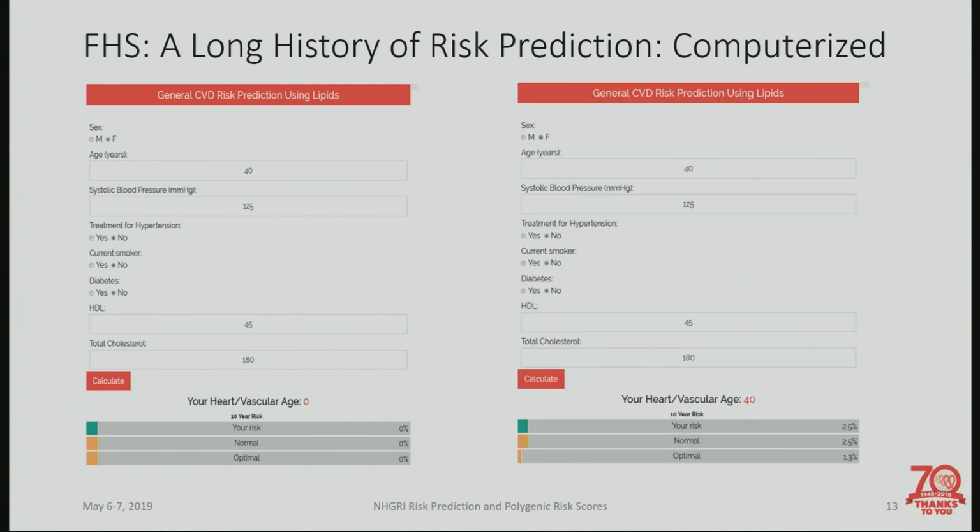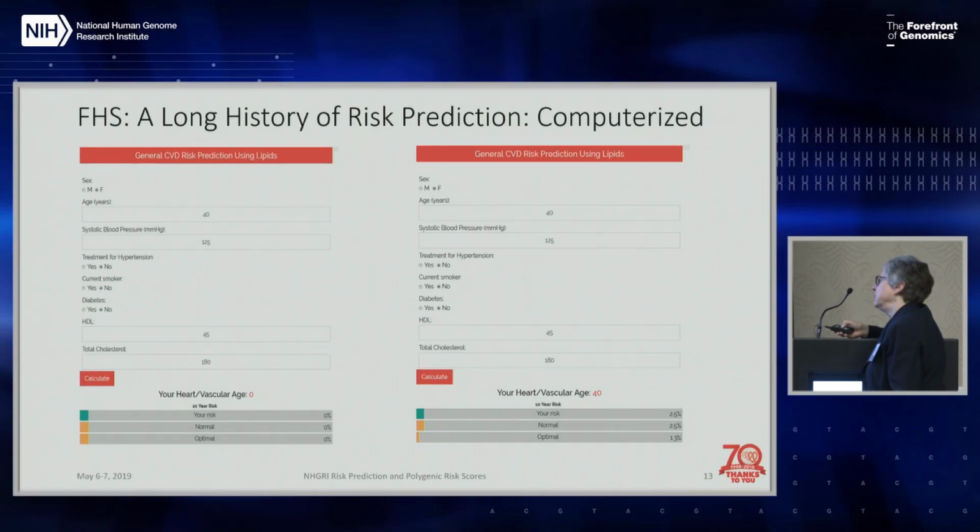And the Calculate button in this instance for this profile, this is a woman, 40 years of age, systolic blood pressure of 125, not treated, not a smoker, no diabetes, HDL of 45, and total cholesterol of 180. That risk profile for this woman, age 40, gave her a risk of 2.5% over 10 years. And the normal risk is also 2.5%, so she was right at the average. I guess normal is average. But the optimal risk was 1.3%.